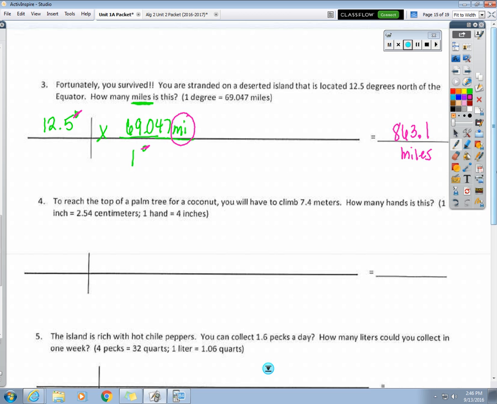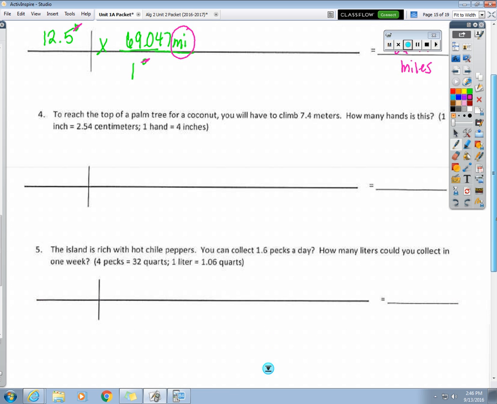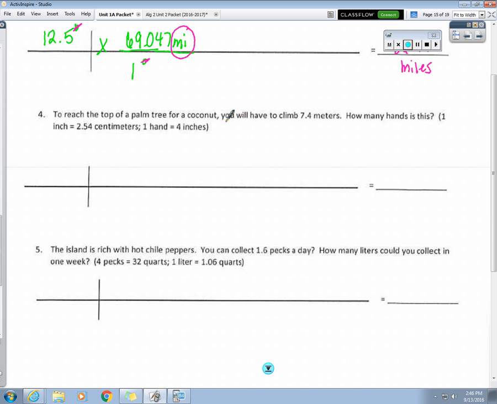Okay, last one we're doing today, number 4. To reach the top of a palm tree for a coconut, you will have to climb 7.4 meters. How many hands is this if 1 inch equals 2.54 centimeters and 1 hand equals 4 inches? What do we start our chain with? 7.4 meters. So that means the next denominator has to be in meters.